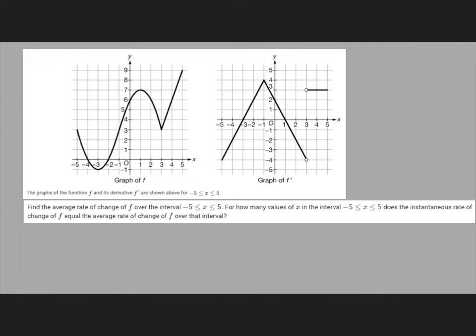So the first part of Question 1 says find the average rate of change of f over the interval -5 to 5, and then for how many values of x in that interval does the instantaneous rate of change equal the average rate of change?